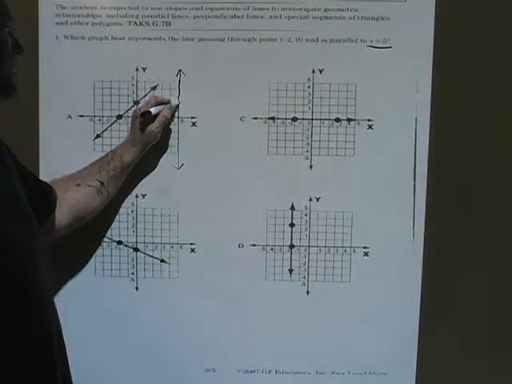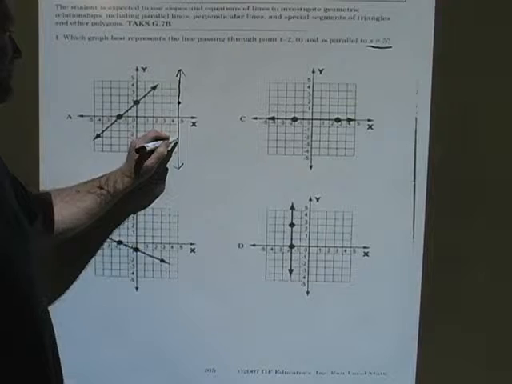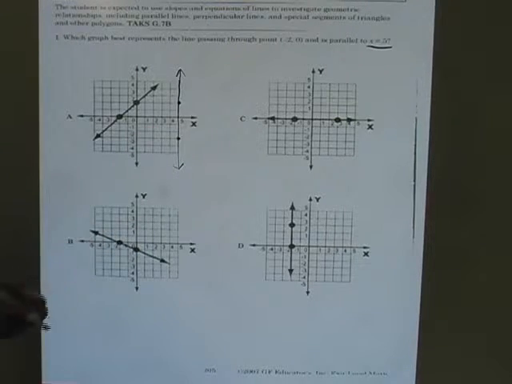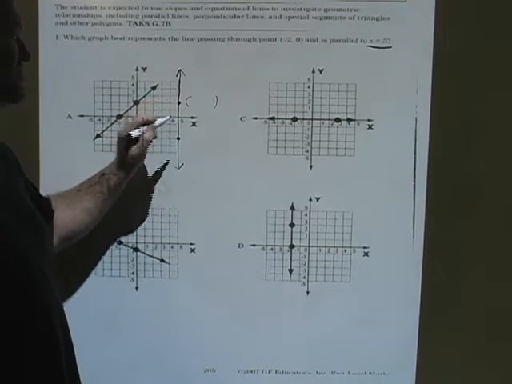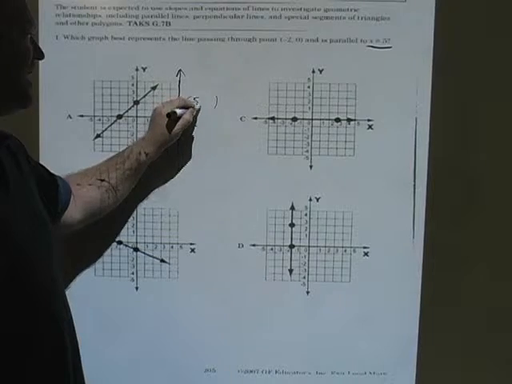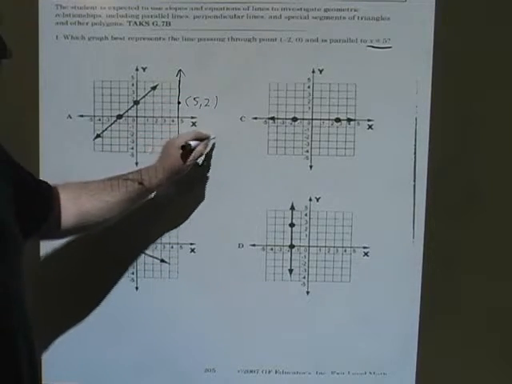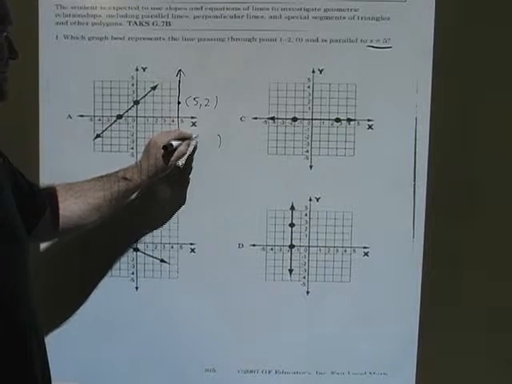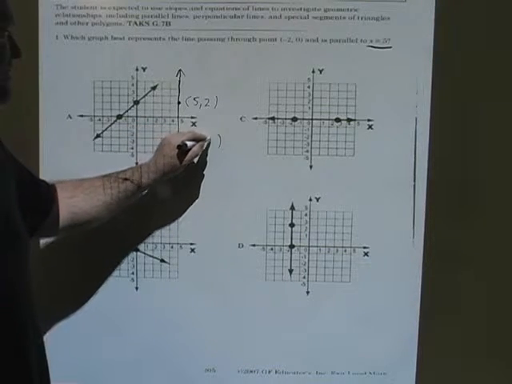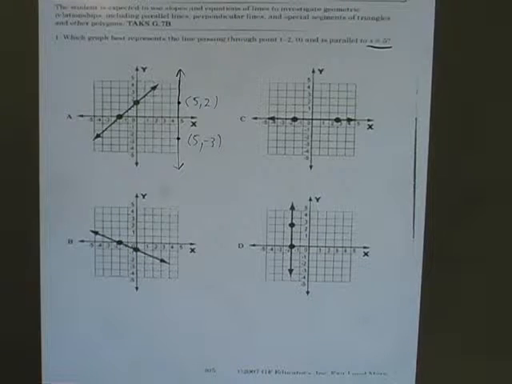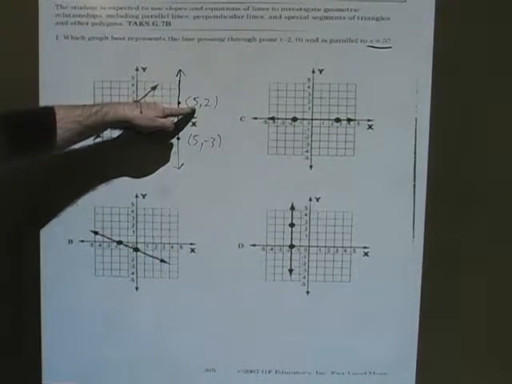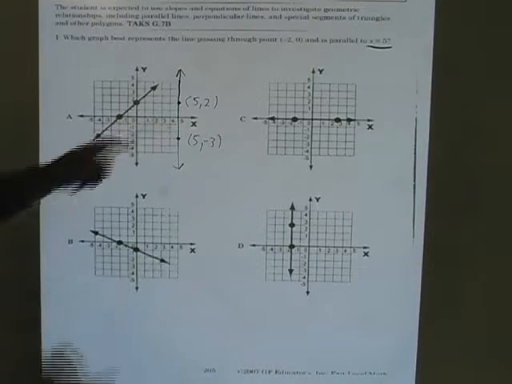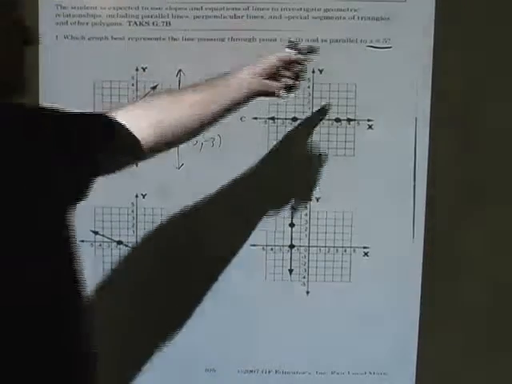In other words, if I picked any point on that line, I'm going to pick these 2 points right here. And I put in the coordinates for those 2 points. That would be 5, 2. This would be 5, -3. Okay, no matter what point that I pick on that line, look what's going to be true. X equals 5. And look at it. X equals 5. X equals 5. Okay, so that's what that means.